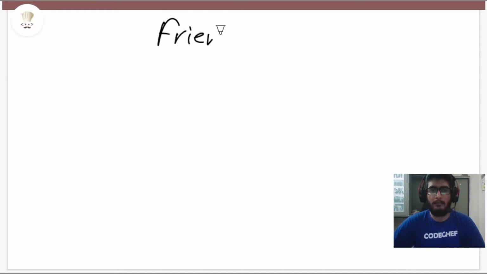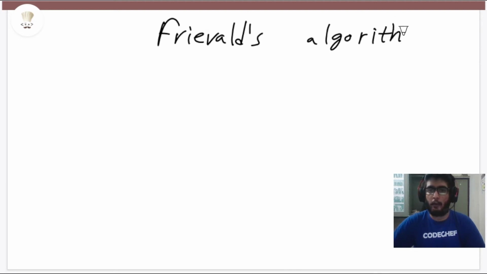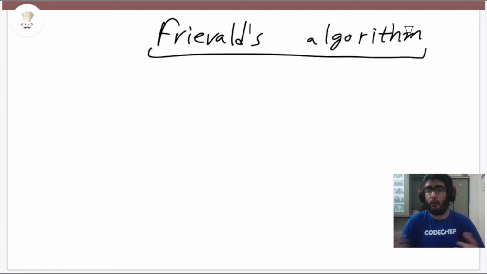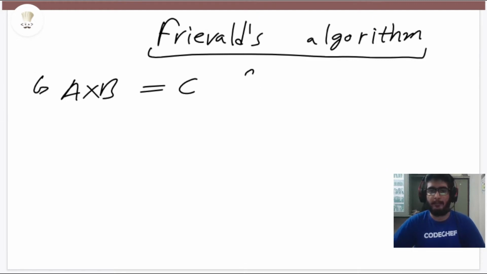and Freivalds' algorithm is almost similar to what we are doing in this question. It's actually pretty identical. In the original Freivalds' algorithm, we had to check whether some product of two matrices A and B is equal to some other matrix C or not. We just have to check this point, right?